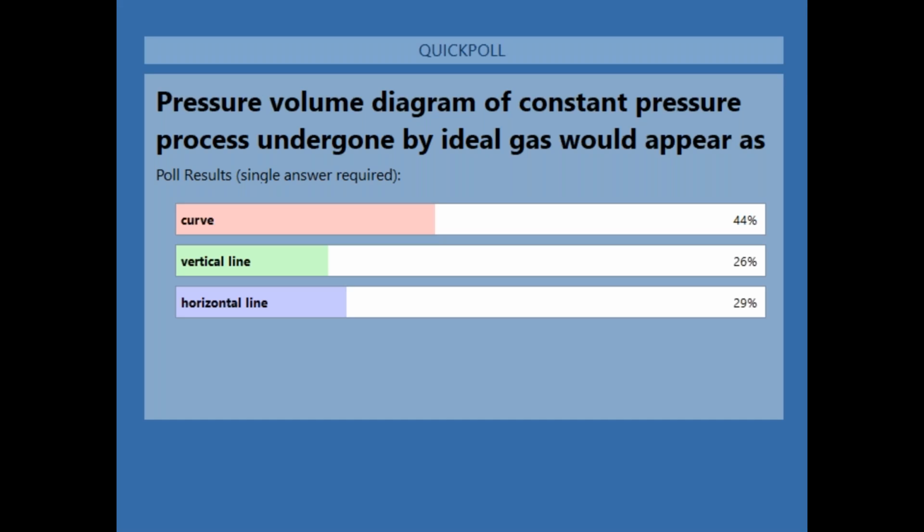Let us see how it looks, and I will be drawing the constant pressure process. Let me shut down this result. As you see, around 70% of the class, those who have voted, have voted incorrectly. Let me show you what I mean and what I will be discussing.